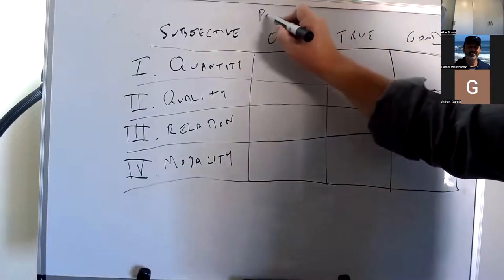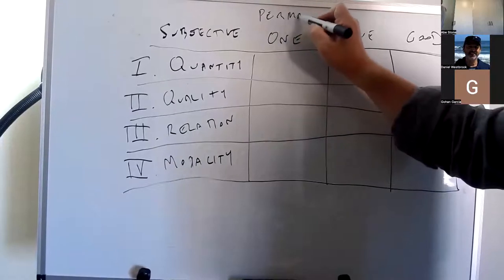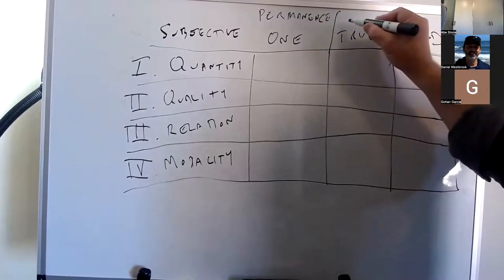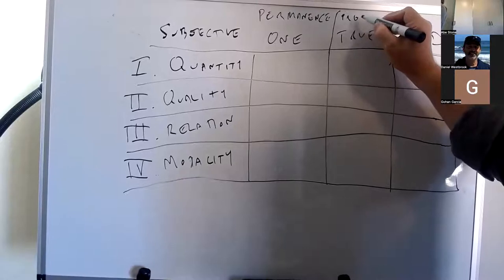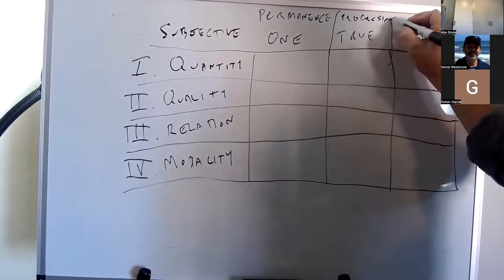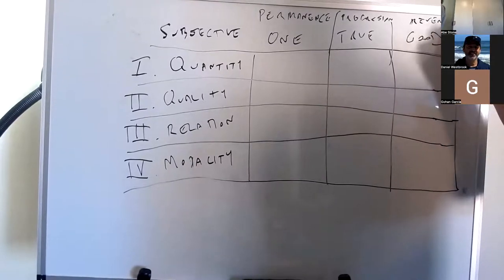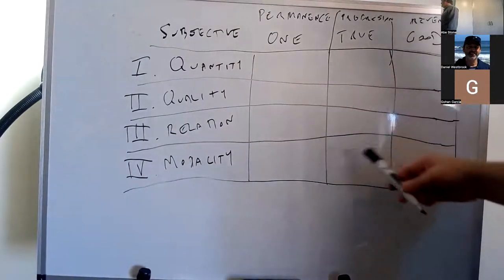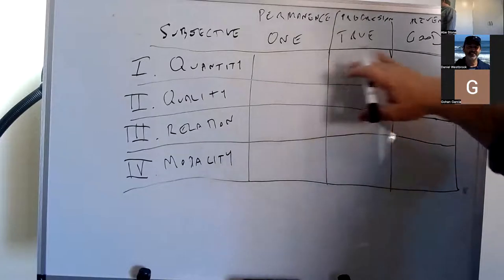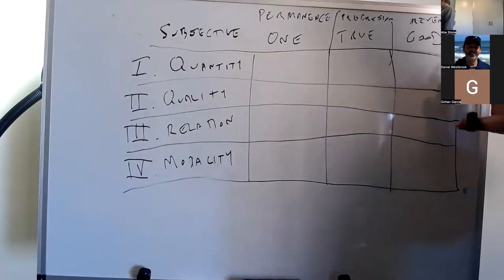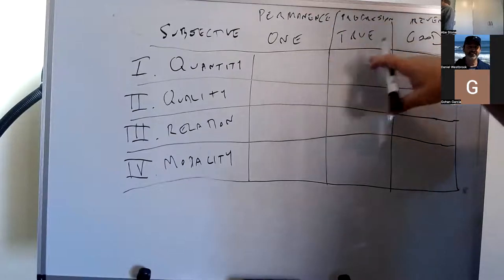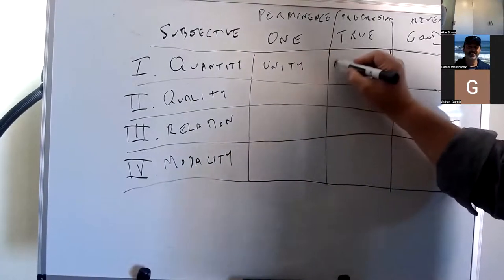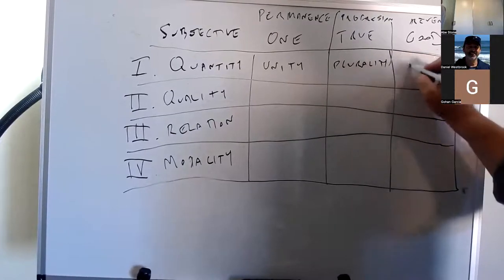Another set of names you can use for this are the ancient Neoplatonist names: permanence, progression, and reversion. So I think when you go down through the table of categories and look at the moments of each one, you can see that these things kind of summarize what the relationship in the first, second, and third moment is. It's easiest in the case of quantity: unity, plurality, totality.